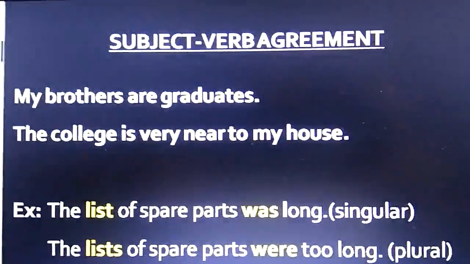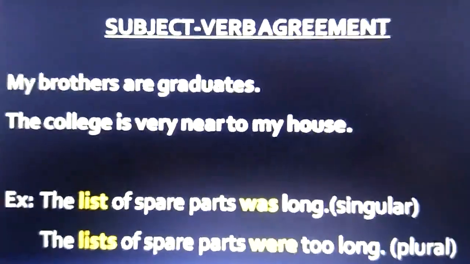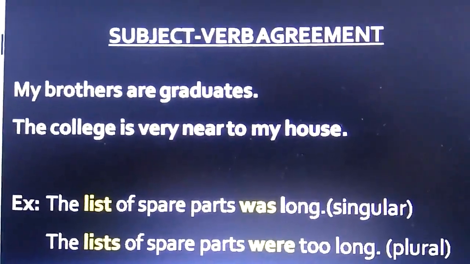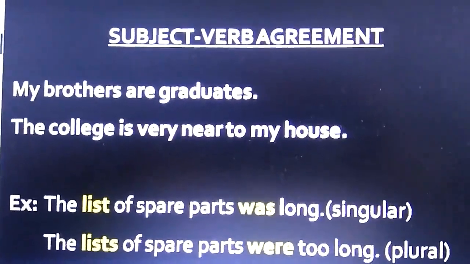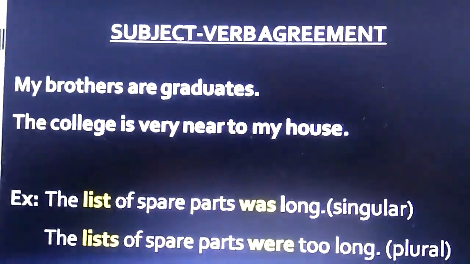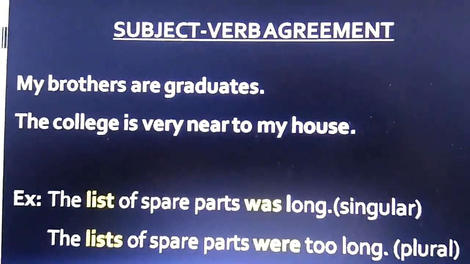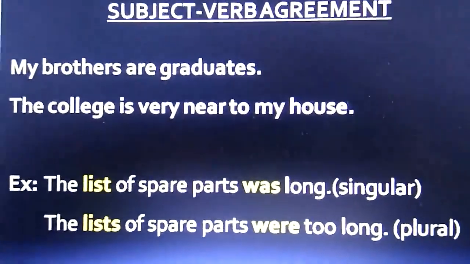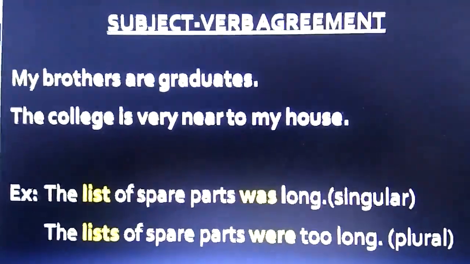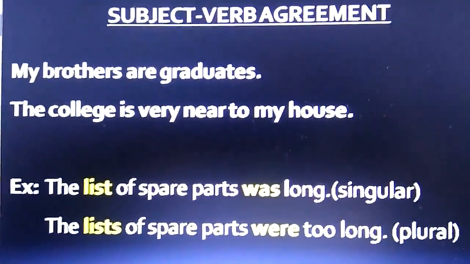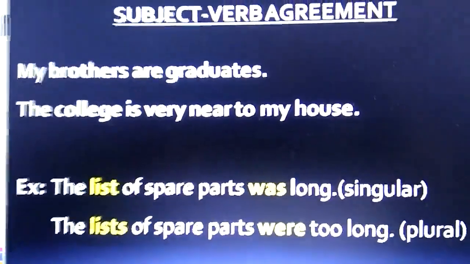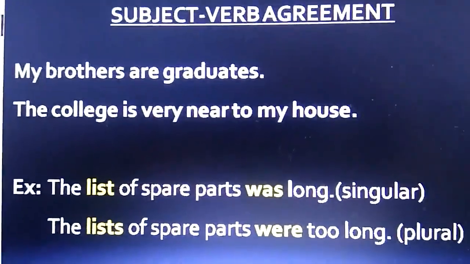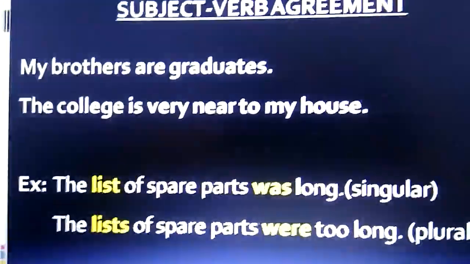In a sentence, how to recognize a subject is we should question ourselves of whom we are speaking about or of what we are speaking about. The answer we get becomes the subject of the sentence. For example, in the sentence, my brothers are graduates. If we question ourselves of whom we are speaking here, my brothers. So, my brothers becomes the subject of the sentence.